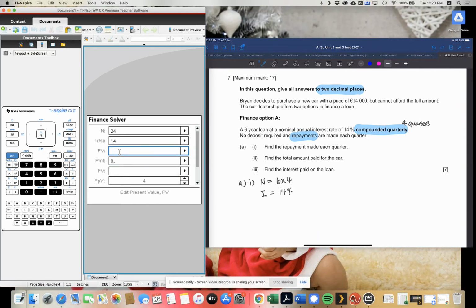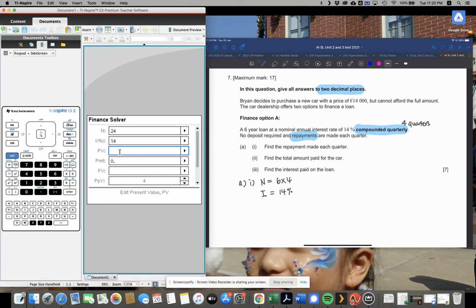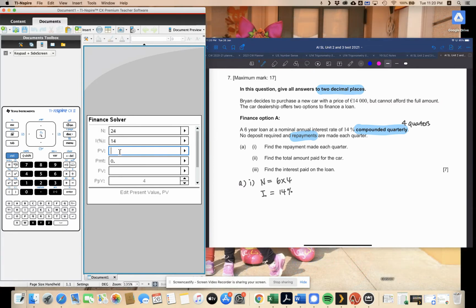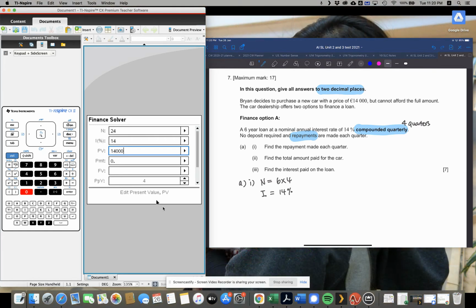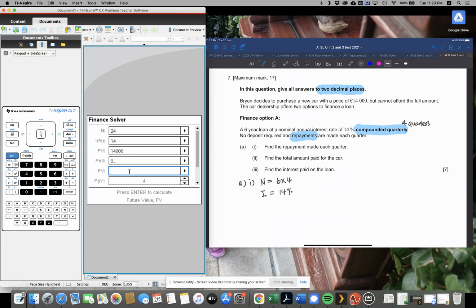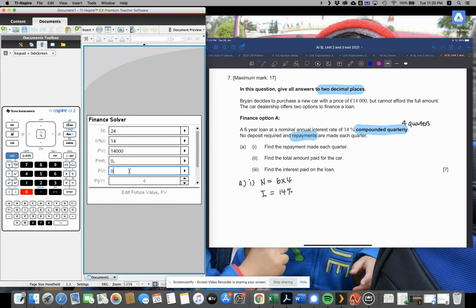So present value. We are borrowing money. Brian is borrowing money. How much is he borrowing? 14,000. And then payment is the repayment that he needs to make. The future value, what is his target? Of course, he needs to pay off. He's borrowing money to buy a car, and he must pay off that loan. The future value is 0.